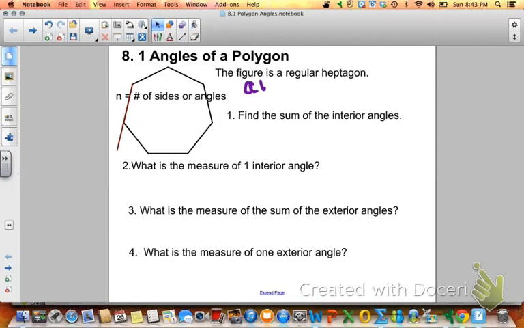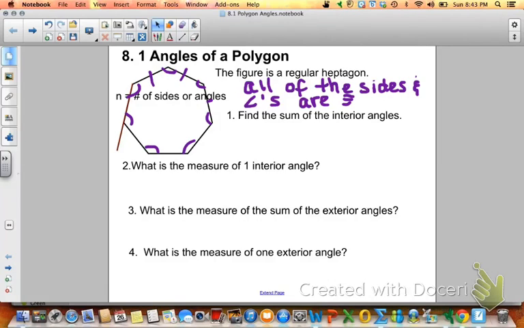We're going to begin our discussion with angles of a polygon today. This is section 8.1, and we're starting with a regular heptagon. Remember that regular means that all of the sides are congruent and all of the angles are congruent, and heptagon means you have 7 sides. I'm putting these markings in just as a reminder, though you won't put those in every time. When we talk about a regular polygon, all the sides are congruent and all of the angles are congruent.